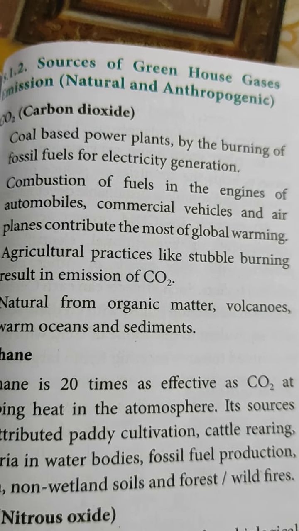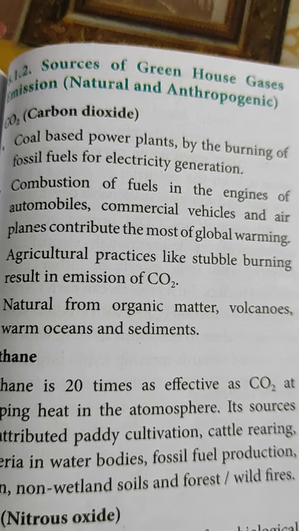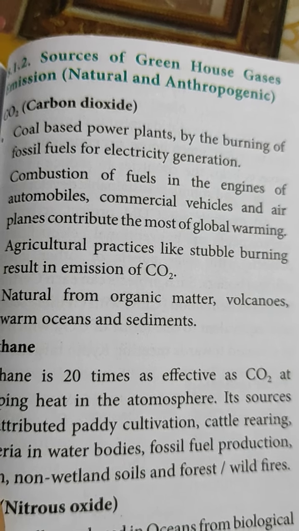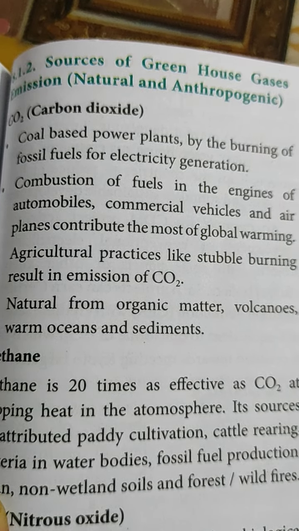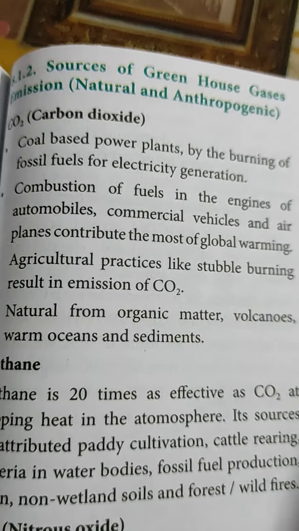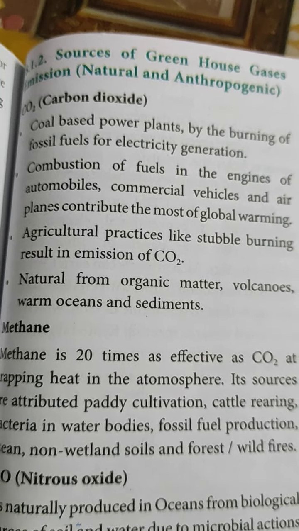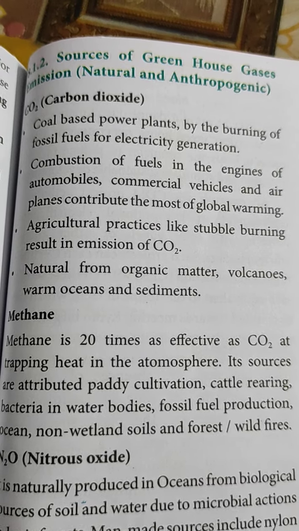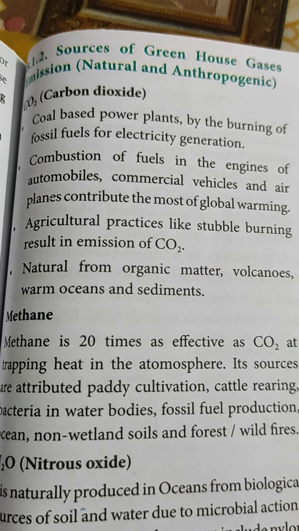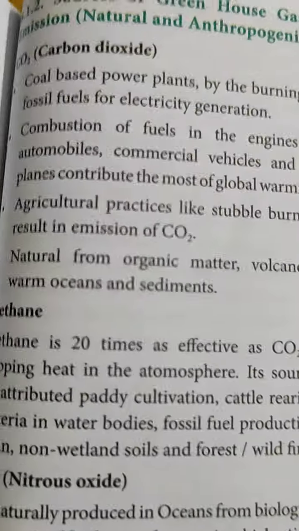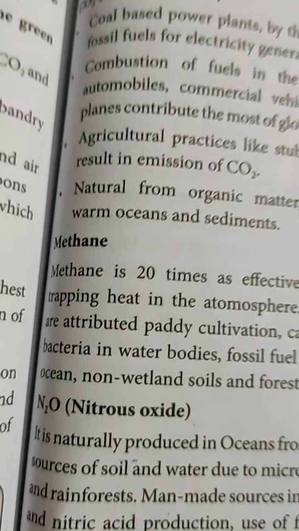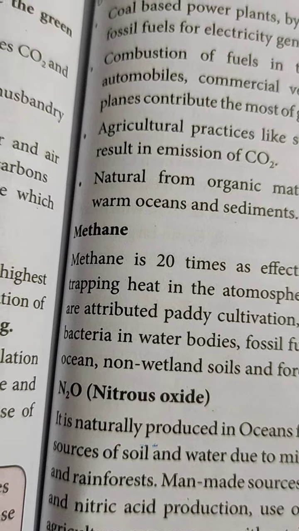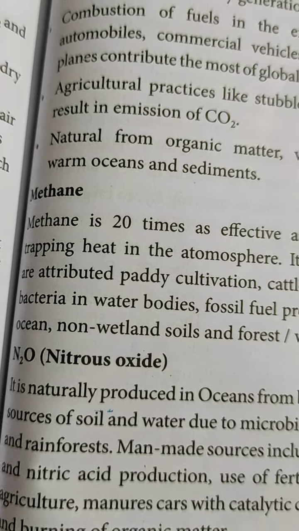Agricultural practices like stubble burning. Stubble means waste substances in the agricultural field that will be burnt, resulting in emission of CO2. Natural sources are organic matter, volcanoes, warm oceans and sediments. These are the different sources of carbon dioxide emission. The second greenhouse gas is methane.